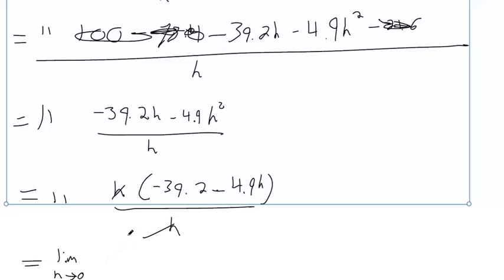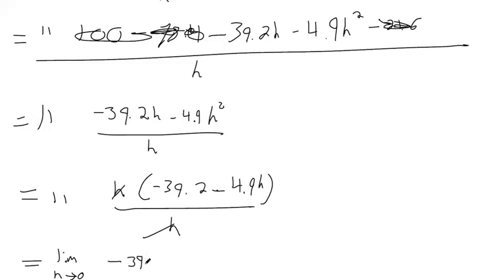The whole reason we did all that is because we had a divide by 0 problem. We couldn't evaluate that limit. But now that we made the h cancel on top and on bottom, we don't have a divide by 0 error. Now you can just plug in 0 for h. So 4.9 times 0 is 0. So we get negative 39.2 for our final answer. So this thing is falling at 39.2 meters per second.